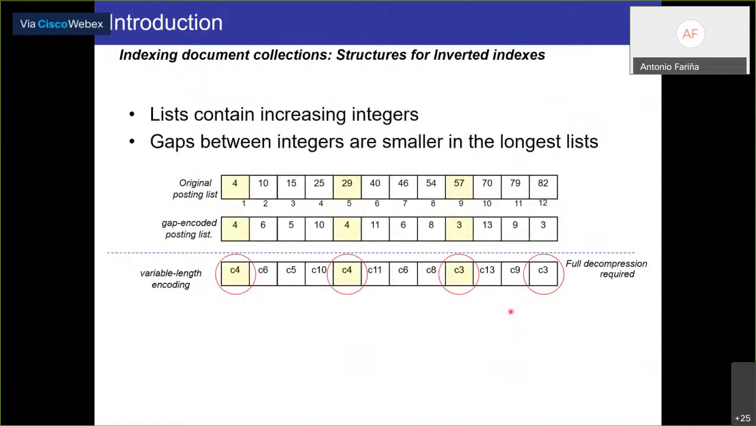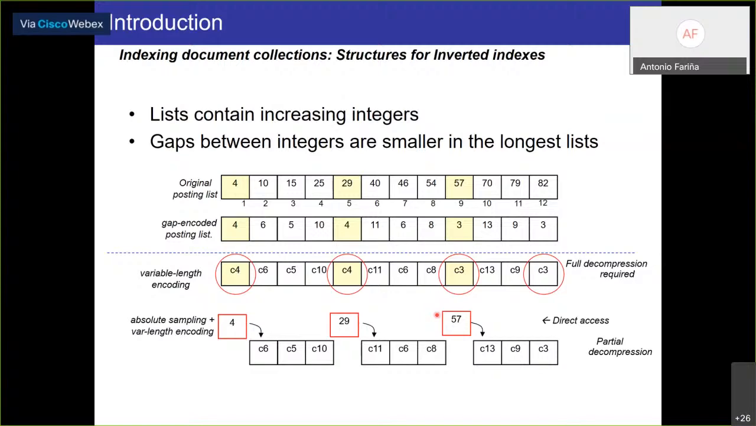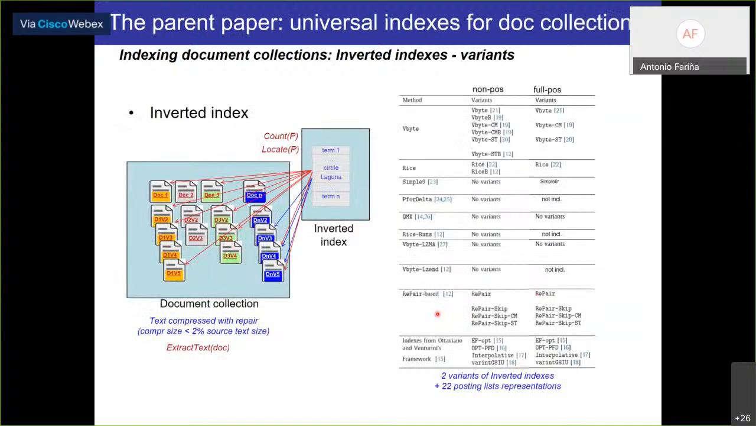For compressing the posting lists, we used the typical ideas. We have a posting list, an increasing sequence of integers. We apply delta encoding, and then encode using variable-length codes. In some techniques, we also add sampling to speed up intersections. So that's the idea. How many variants did we have for this inverted index? Well, we had 22 posting list integer representations in the non-positional scenario, a few less in the positional scenario, and some of these, in particular these ones, were new techniques.